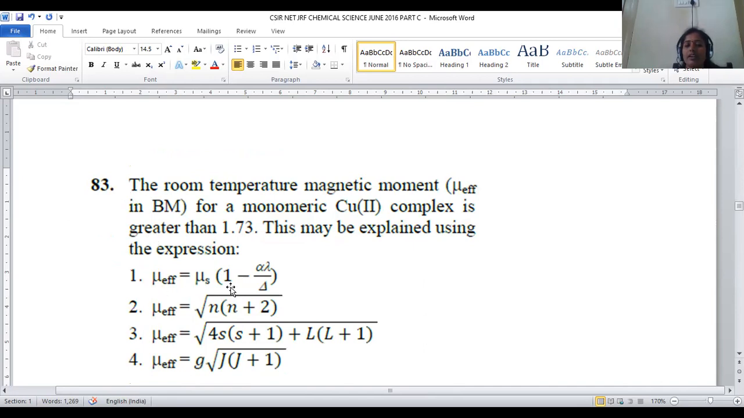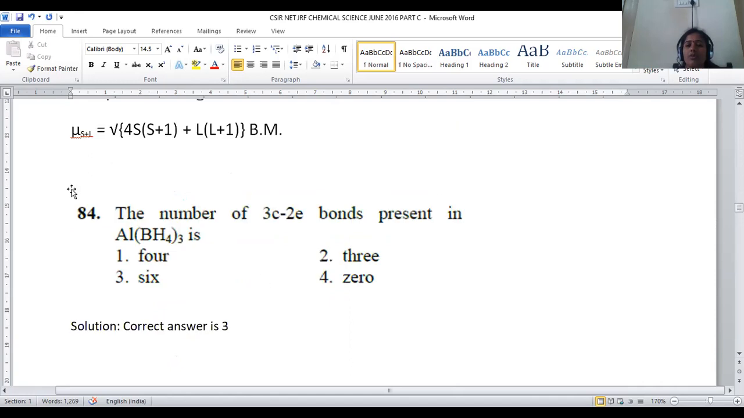So for question number 83, option number 1 will be the correct answer. Now let us move on to question number 84. It is the kind of inorganic chemistry, borane chemistry, where the number of 3 center 2 electron bonds present in the aluminium BH4 taken thrice is asked.